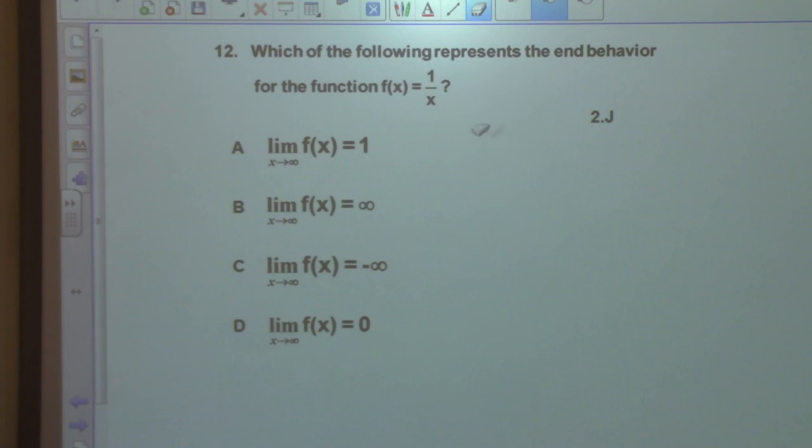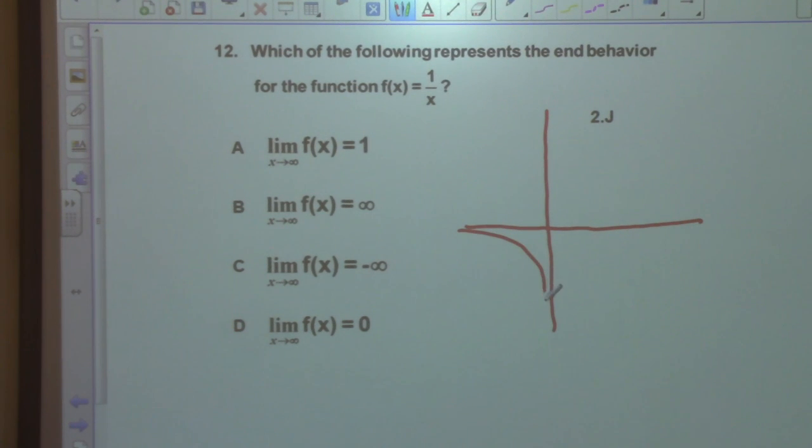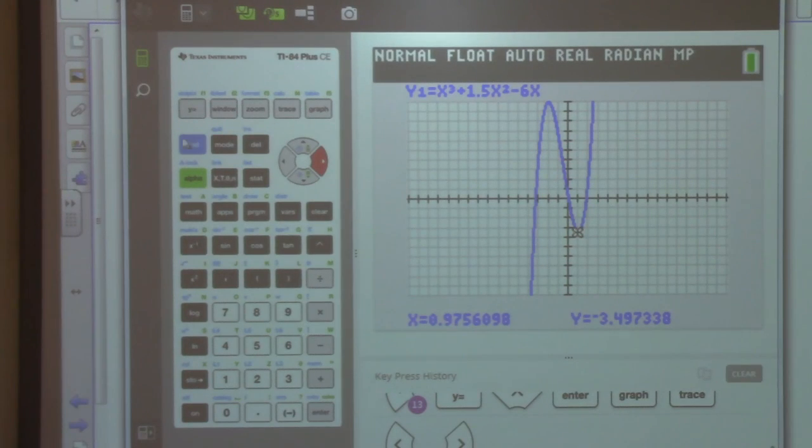Next, which of the following represents the end behavior for this function? The limit as x approaches infinity equals... D, it should be D, okay? Because when you graph this function, you see this here, right? And so as x goes to infinity, f of x goes to 0. So y equals 0 is a horizontal asymptote.